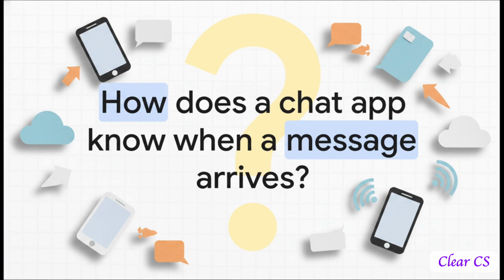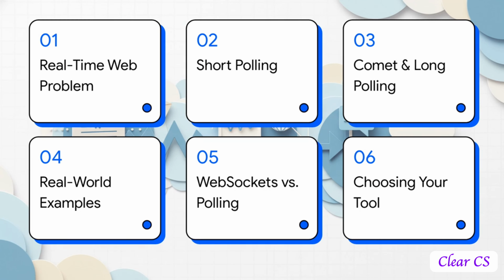To kick things off and really ground this highly technical topic, I want you to think about an everyday problem we pretty much all experience. How does a chat app actually know when a new message arrives? Does your phone just magically sense it? Does the server forcefully push it to your screen? Well, the answer is a lot more complex and honestly a lot more interesting than you might think. All right, let's just dive right in.